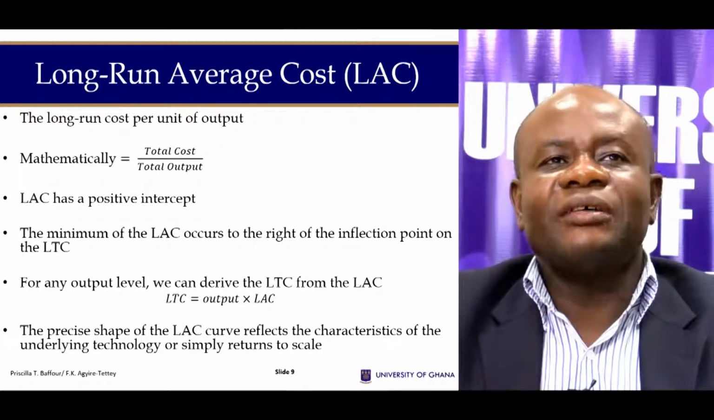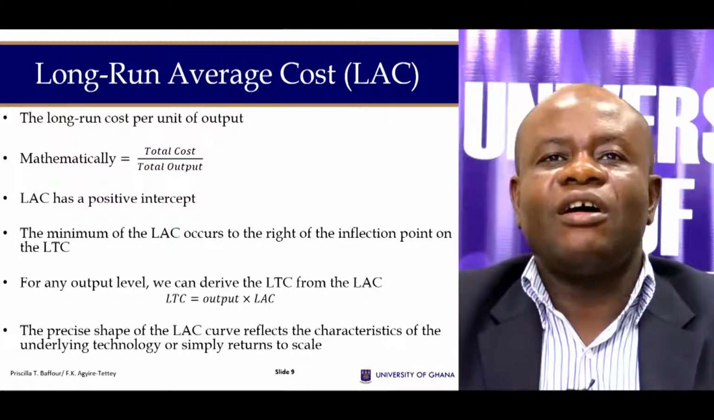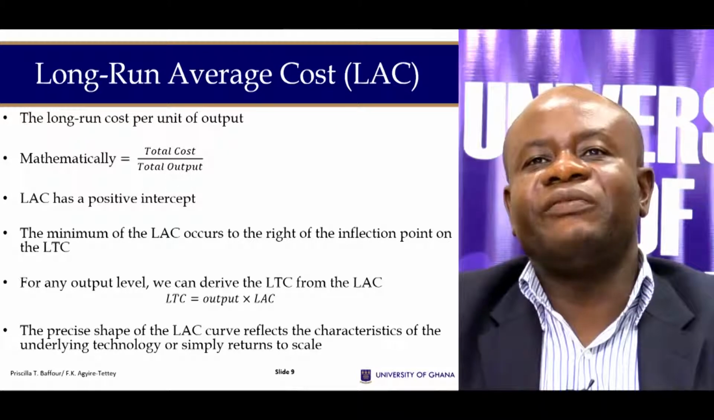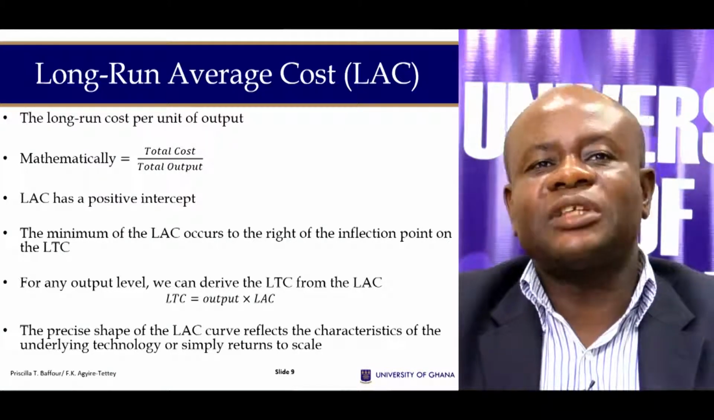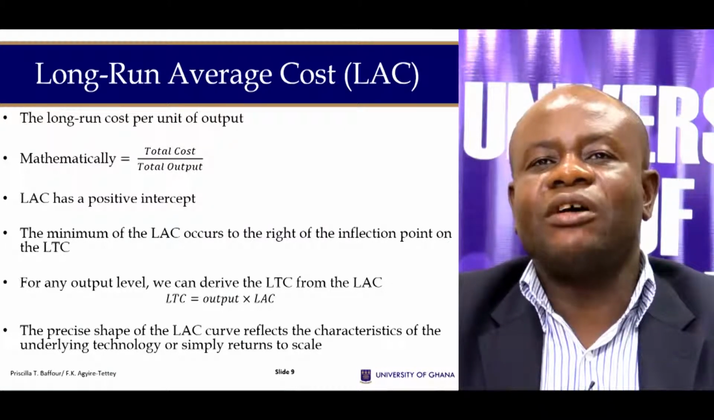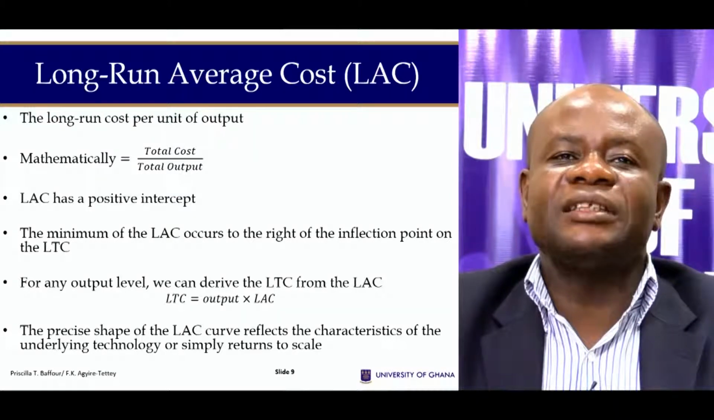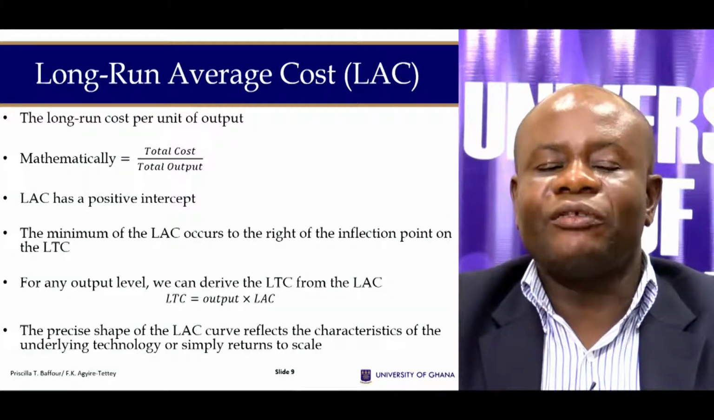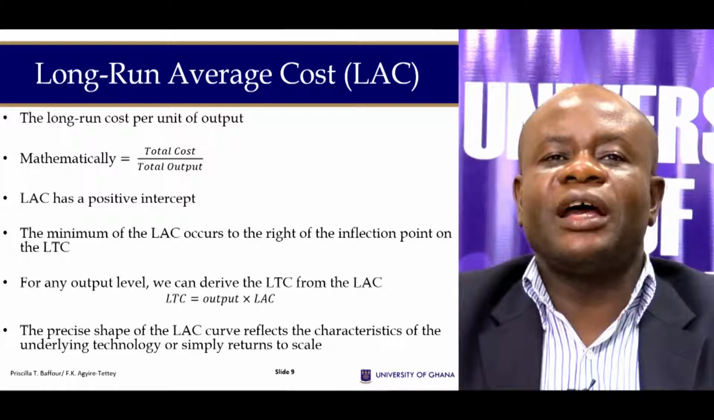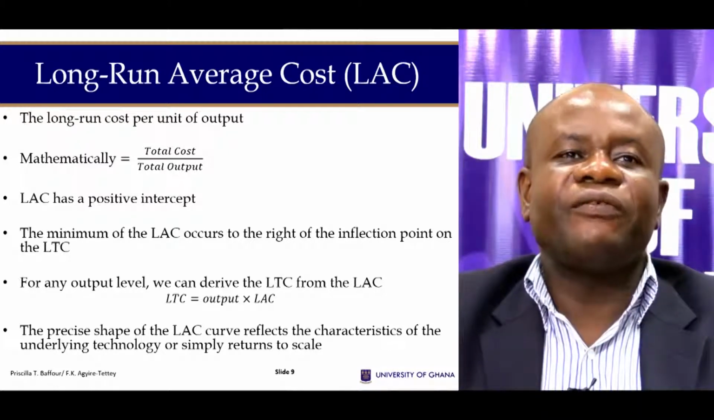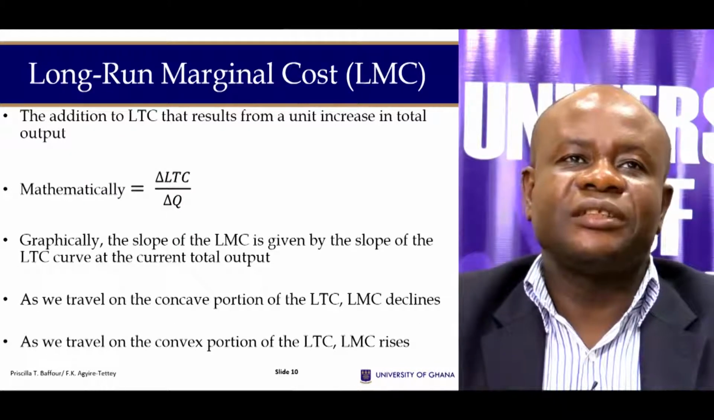The long-run average cost curve has a positive intercept. The minimum of the LAC occurs to the right of the inflection point of the long-run cost curve. For any output level, we can derive our long-run total cost from the LAC, because when we multiply the output by the LAC, you get your long-run total cost. The precise shape of the LAC curve reflects the characteristics of the underlying technology, or simply returns to scale.